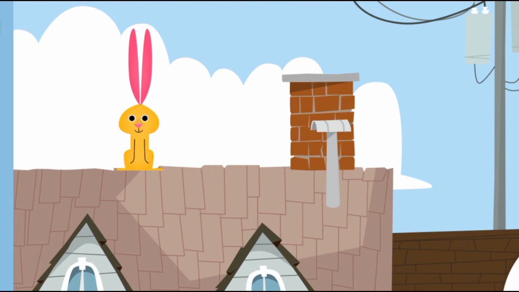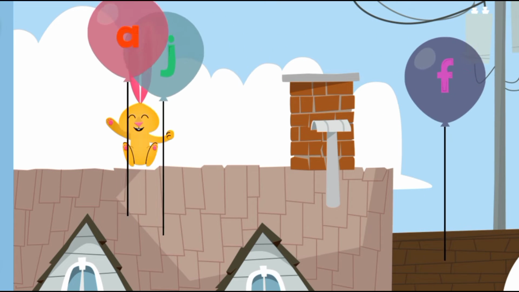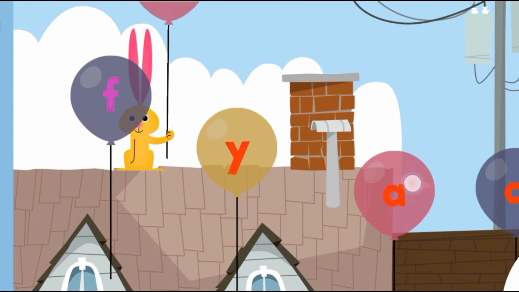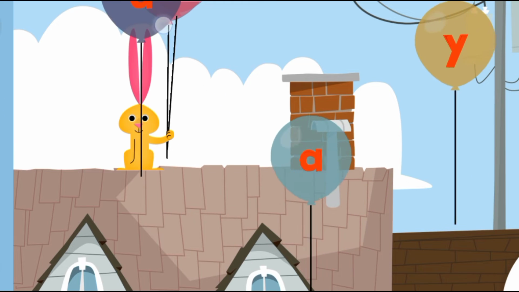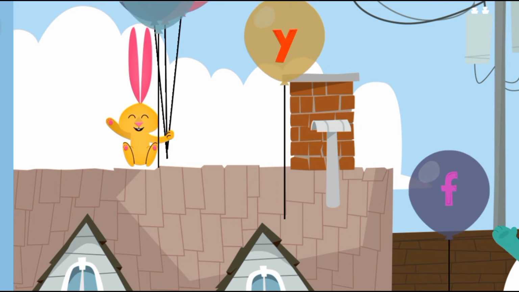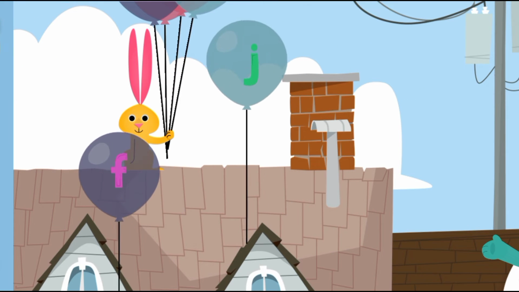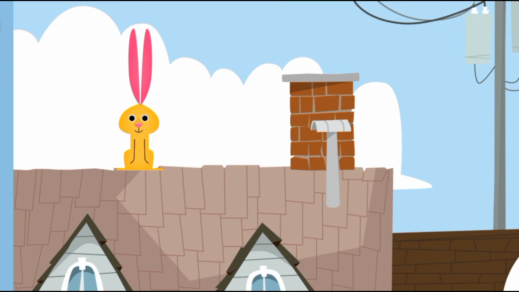Wow, it's going to be another activity with the cute little rabbit sitting on the rooftop and we have lots of balloons. What we need to do is to give him all the balloons with the letter A. Yay! He's very happy. Now we need to give him the balloons having C letter in it.